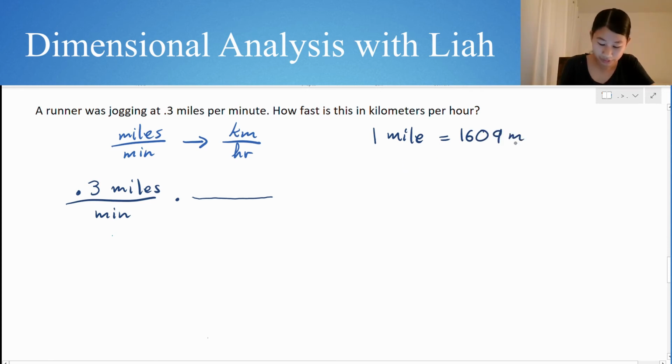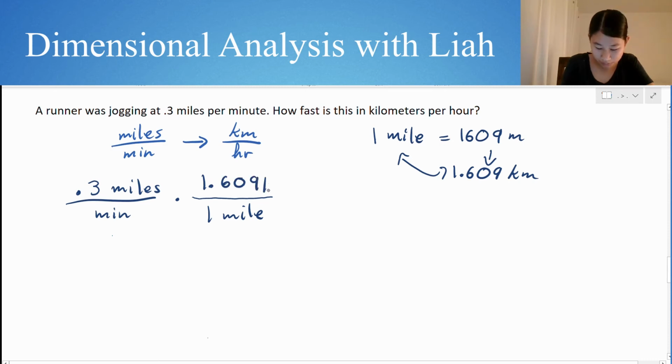And we know that here, this would just mean 1.609 kilometers. So in 1 mile, there are about 1.609 kilometers, meaning that if we put 1 mile on the bottom, then on the top we have 1.609 kilometers.